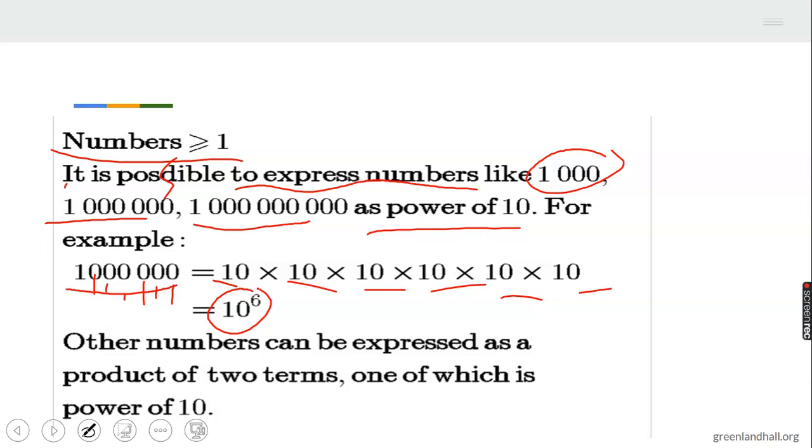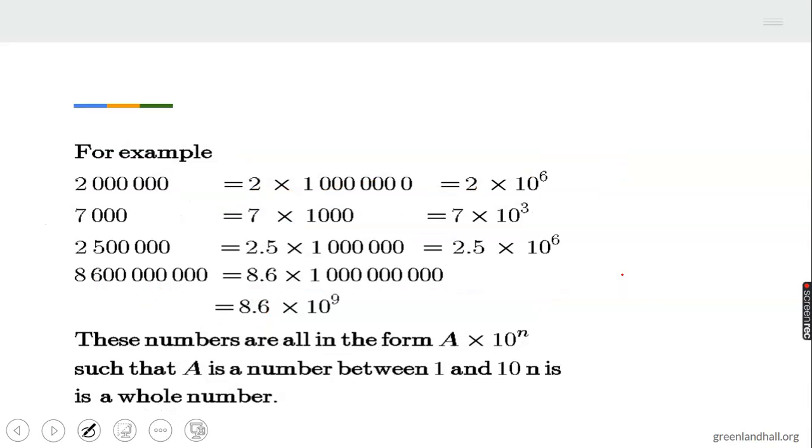The first thing you do, you count the number of zeros that you have there. If you have 6, that means you multiply 10 in 6 places. That is 10 times 10 times 10 times 10 times 10 times 10, which will equal 10 raised to power 6, as we have been doing with indices. Other numbers can be expressed as a product of two terms, one of which is a power of 10. Now, let's move to the next slide.